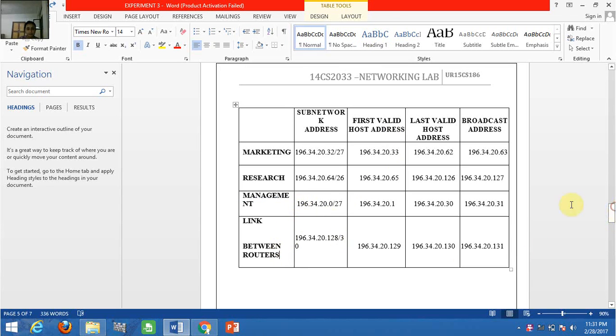So for marketing, the network address is 196.34.20.32, and for research it is 196.34.20.64, and similarly we have to write the first valid host address for this one, that is 196.34.20.33, and the last valid host address is broadcast address minus 1. So since the broadcast address is 196.34.20.63, the last valid host address will be 196.34.20.62. Similarly, we have written for the other departments.